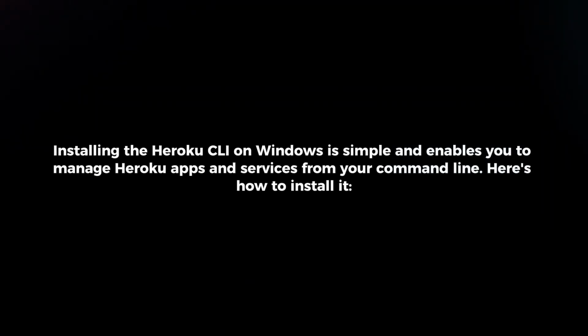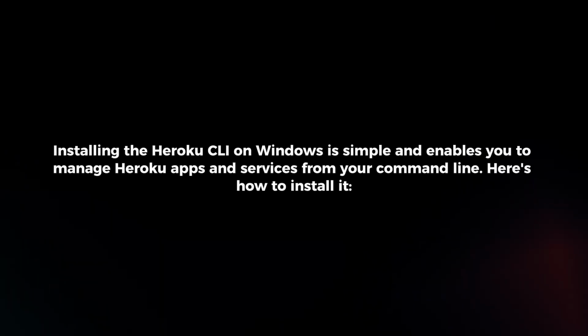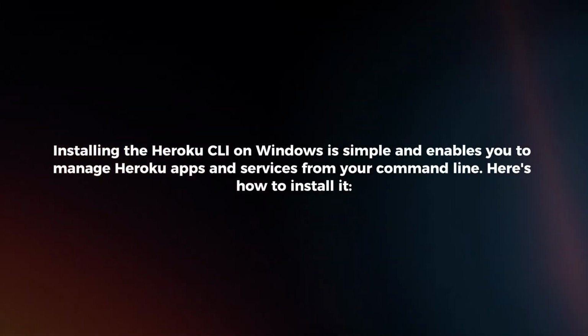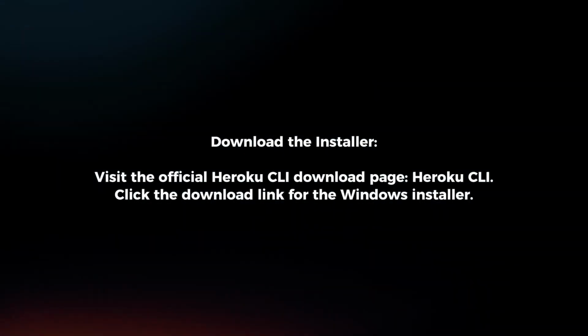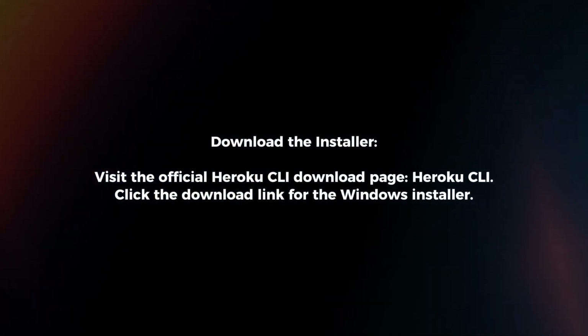Installing the Heroku CLI on Windows is simple and enables you to manage Heroku apps and services from your command line. Here's how to install it. Download the installer. Visit the official Heroku CLI download page. Click the download link for the Windows installer.